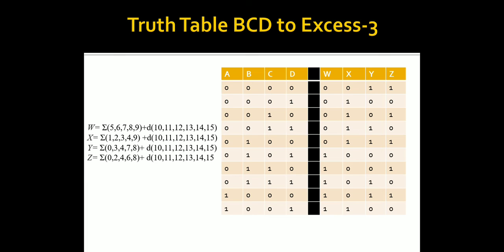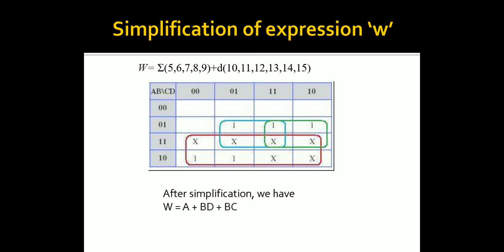Now the next job is to simplify these output expressions, and we know that to simplify them we can use the K-map method. So first of all we are going to simplify the expression for W. We know that W equals the summation of the 5th, 6th, 7th, 8th and 9th terms plus the don't care conditions from 10 to 15. Here we are drawing the K-map for A, B, C, D. After simplifying we see that there are 3 groups, and after simplification of these groups we get W equals A plus BD plus BC.